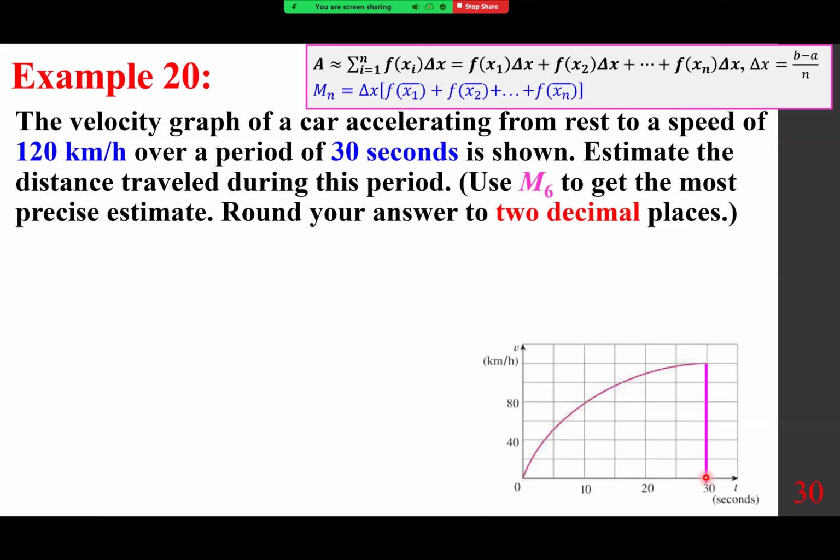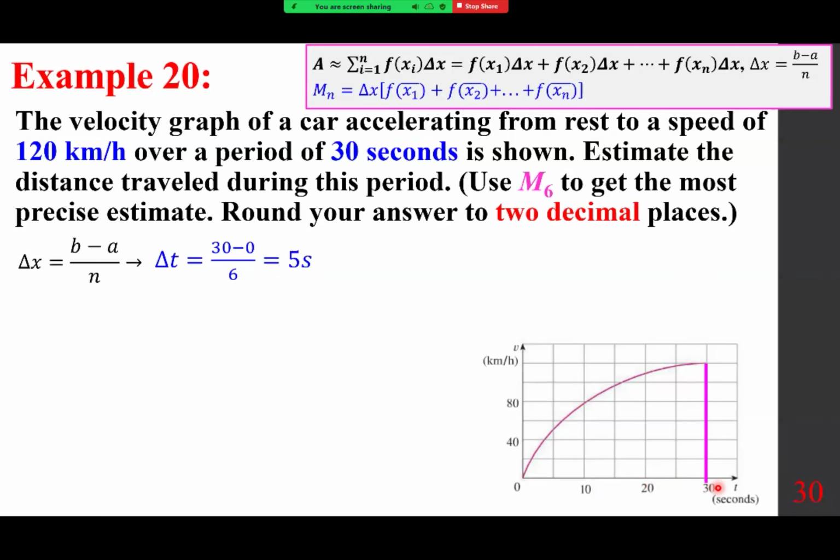That means 30 divided by 6. So delta x is b minus a over n. And that means 30 minus 0 divided by 6 is 5 seconds. This goes from 0 to 30. And this is 5 seconds. So we have this 30 seconds, every 5 seconds: 5, 10, 15, 20, 25, 30. That's the idea, everybody.